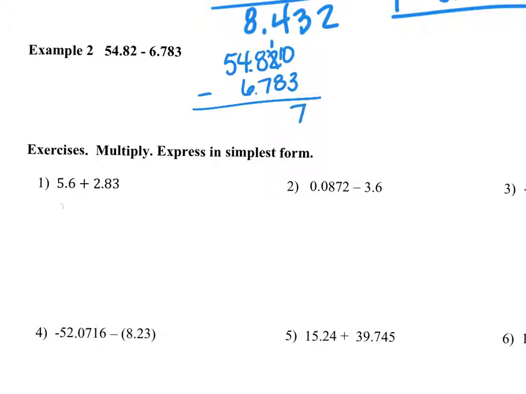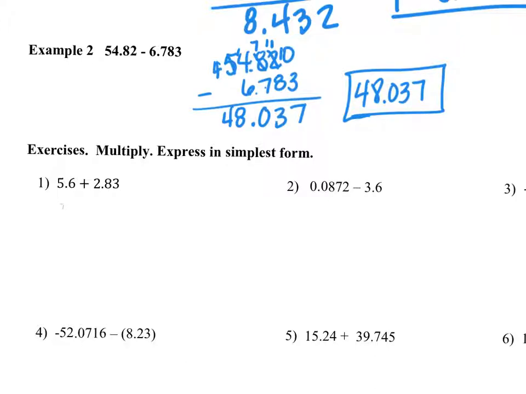10 minus 3 is 7. Borrow from this one. I'm going to make that 11. That's going to be 3. 7 minus 7 is 0. Borrow here. We get 8 and then 4. And our sign is going to be just positive, which is 48.037. Okay, so it's going along pretty smoothly.